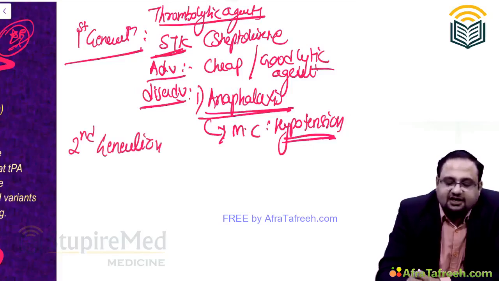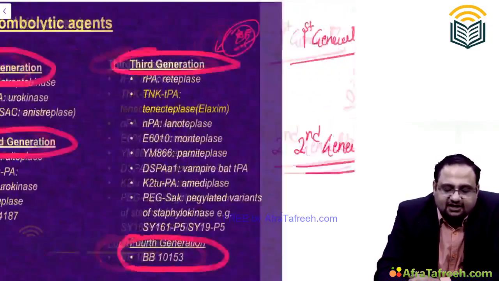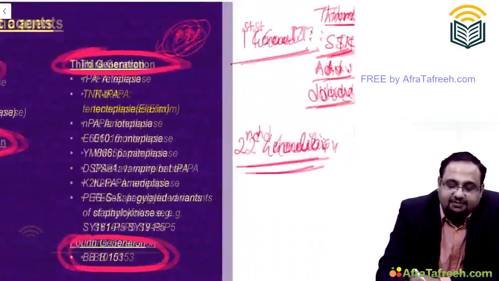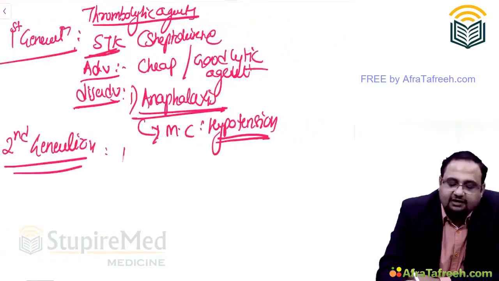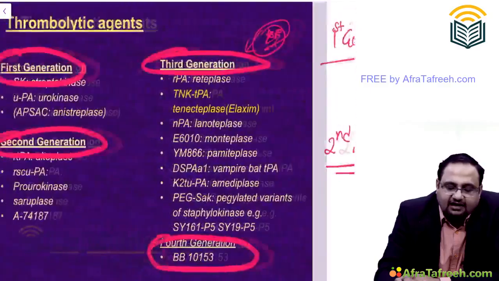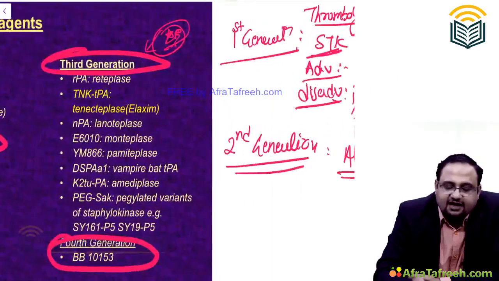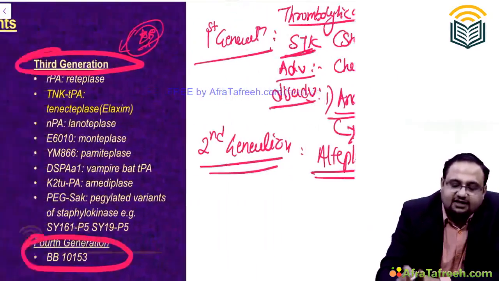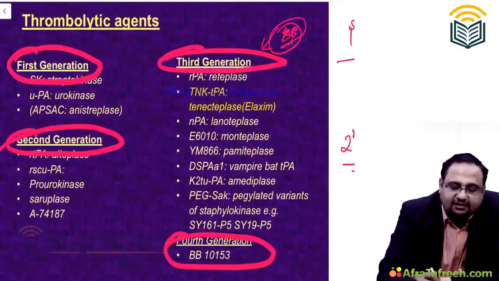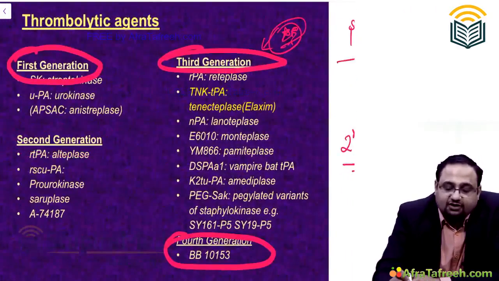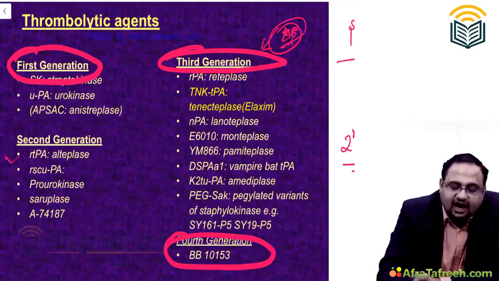The second generation drugs were Alteplase. Alteplase, friends, is also known as RTPA. You can see here, it is very nicely shown. So this is what you can use. RTPA, Alteplase, is used.